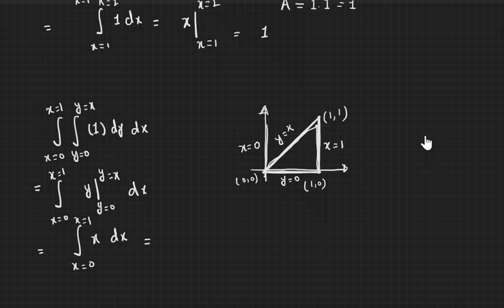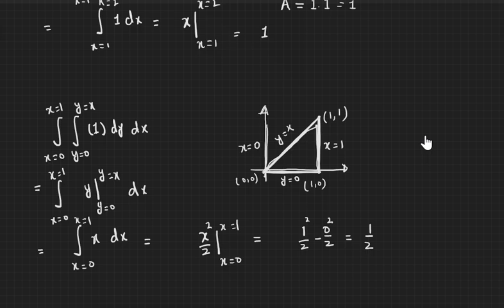That would be equal to, now x, integration of x with respect to x, that would be x squared divided by 2, taking the limits of integration, x equals 0 to x equals 1. Applying the limits of integration, that would be 1 squared divided by 2 minus 0 squared divided by 2, and solving this, that would be 1 upon 2. This is our final answer.